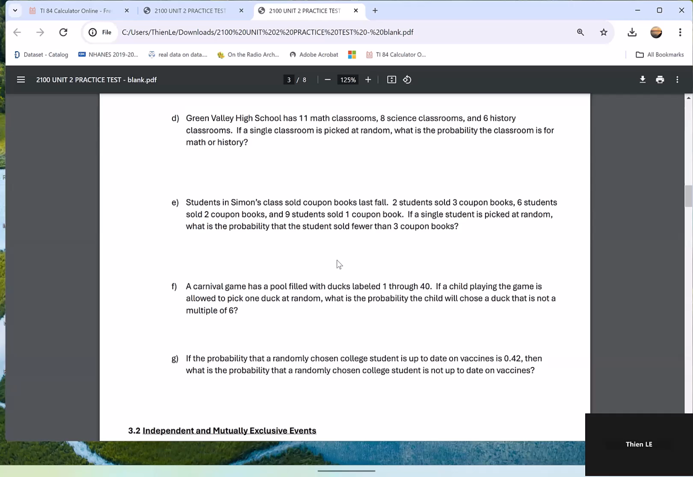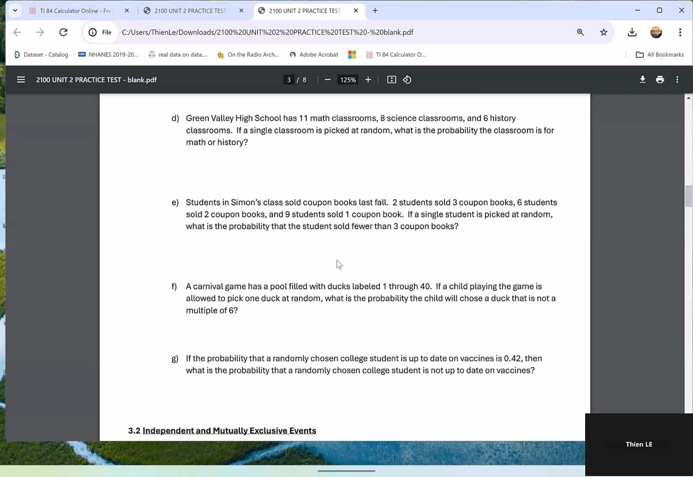So in this case, you have 6 plus 9, which is 15 students who sold less than 3 coupon books, right? And the total number of students we have is 2 plus 6 plus 9, so it is 17. So in this case, it's just 15 out of 17, right? And the 15 is the number of students who sold less than 3 coupon books.